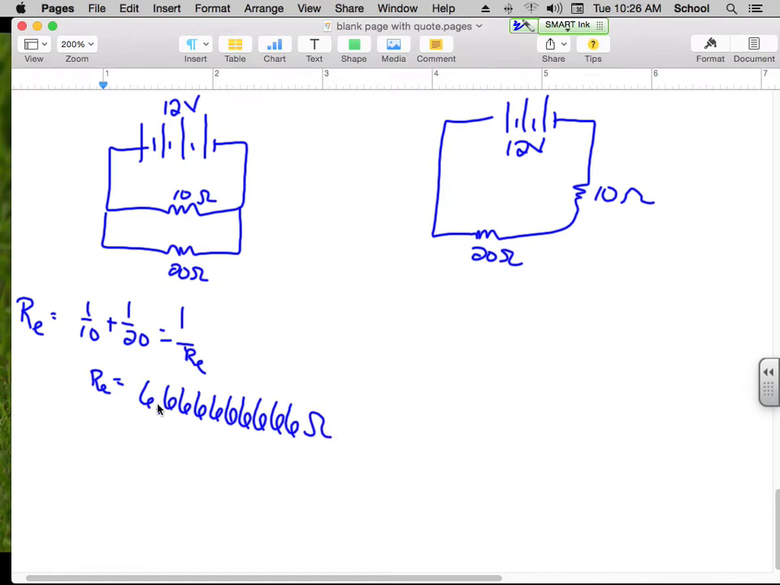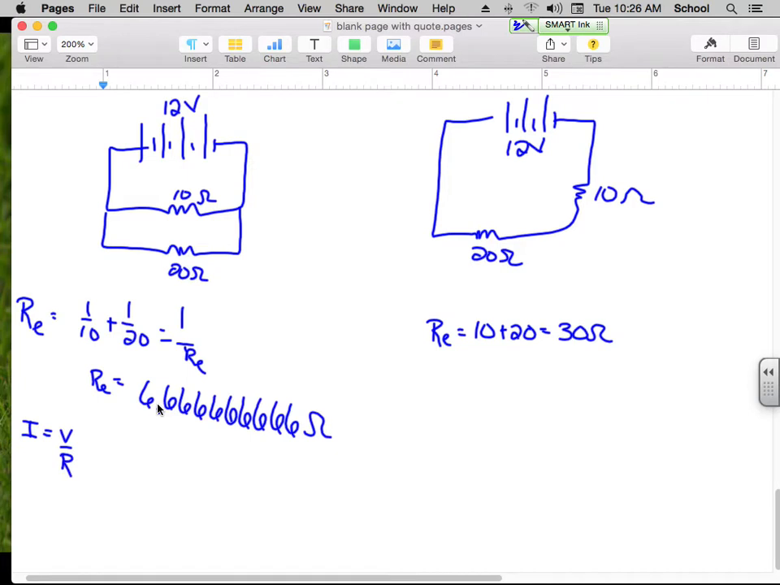Now, if they are in series, how do I add up to find the effective resistance? Just add them all up. I just add them. Wow. Look at that. That was way hard, right? Way worse.